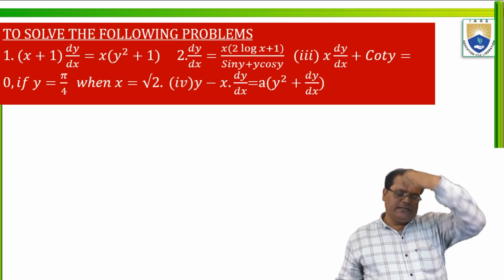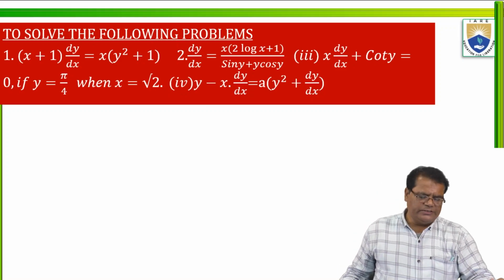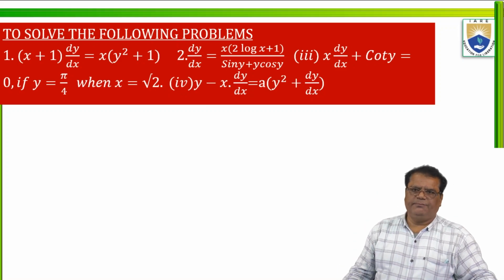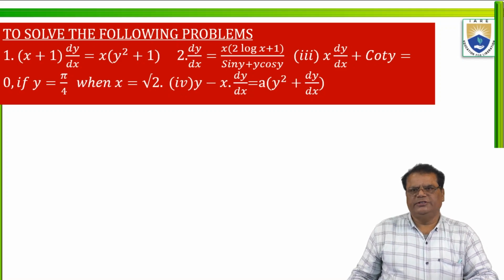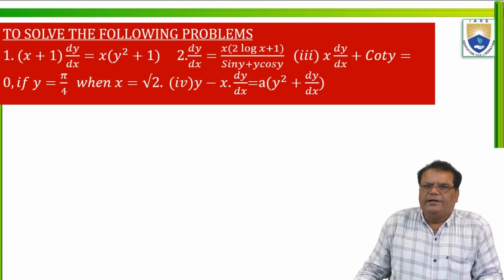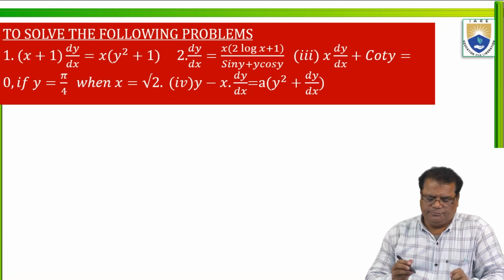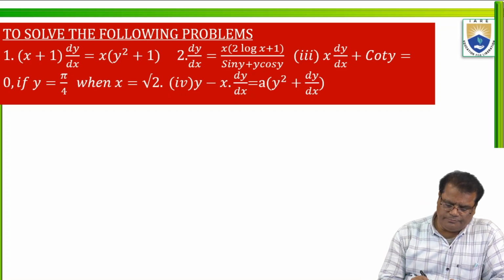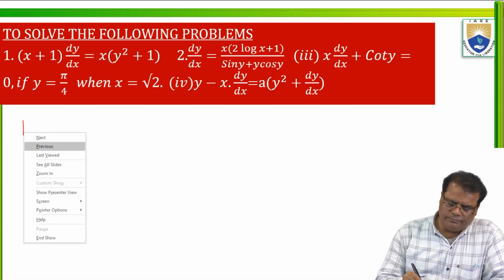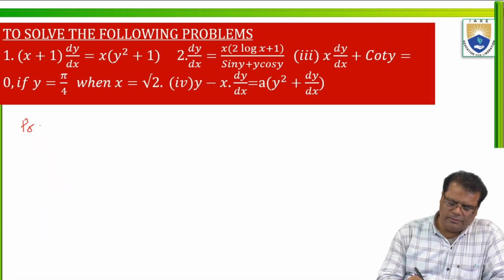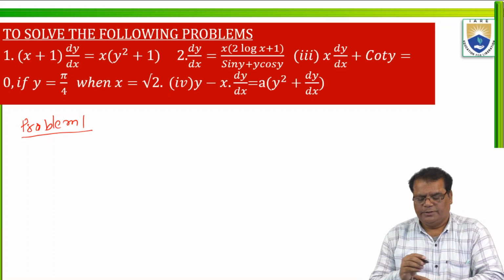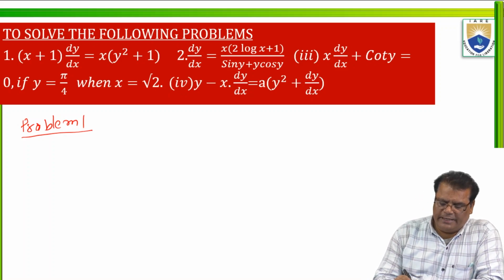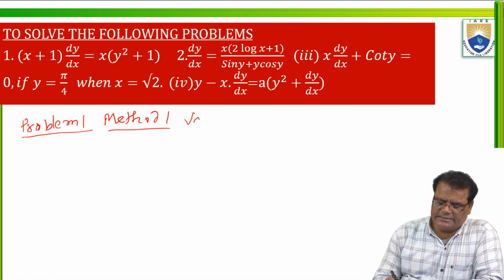Now there are some problems that depend on the first method, variable separable. I am solving these problems completely one by one. Problem 1. I am solving this. Here apply method 1. Using method 1, variables are separable.